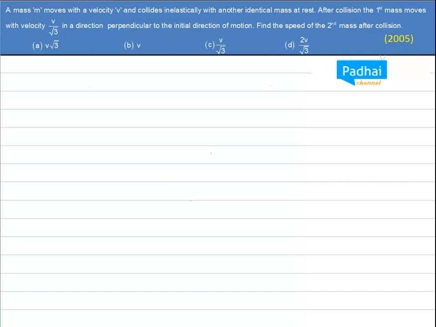Mass m moves with a velocity v and collides inelastically with another identical mass at rest. Let us see what is happening. This is, let us suppose, mass A, of mass m. Now this is moving with a velocity v. It collides inelastically with another identical mass, having a mass m.